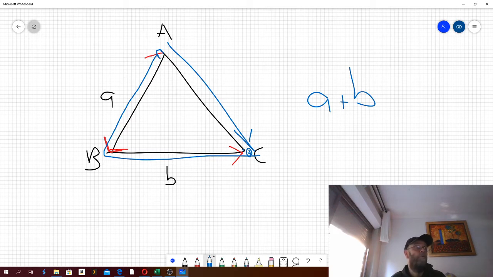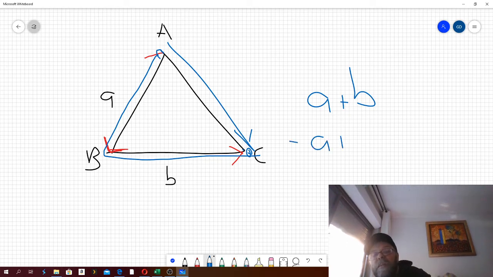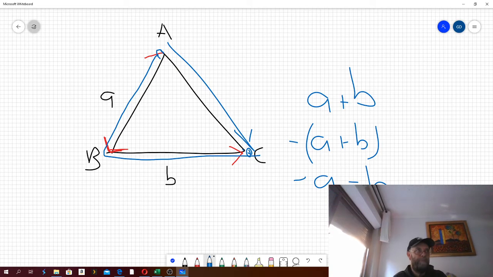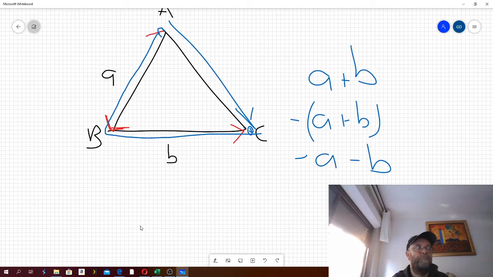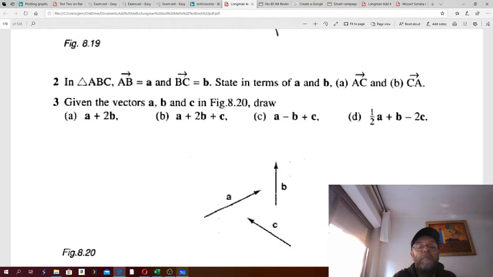And then, of course, they ask for CA, which is the opposite direction of AC. Well, that just means it's the negative of A plus B. So remember that both of those must be negative, so we could also write that as negative A, negative B. Does that make sense? I'll just move that up so you can see the last little bit there. There we go. All right, so that's the answer to question number 2.